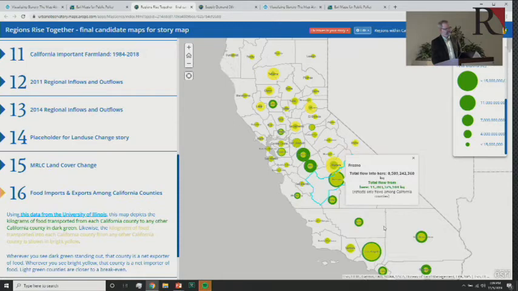Do you know there's 2 ports in LA County? With fish. That's the difference, right? And that was surprising. Or here's a nice juxtaposition. Fresno County is a net exporter. Madera County is a net importer. Kind of interesting. We're still digging into that.